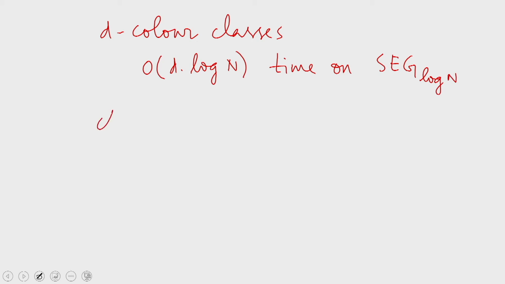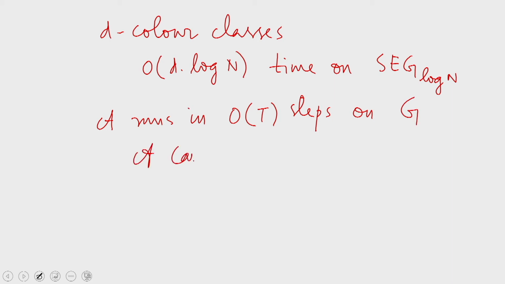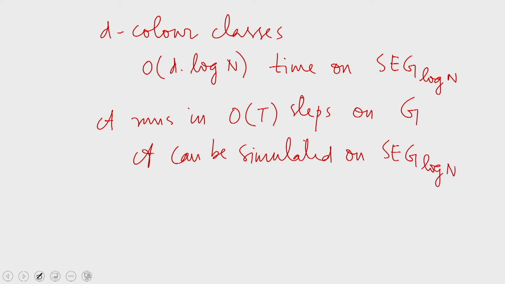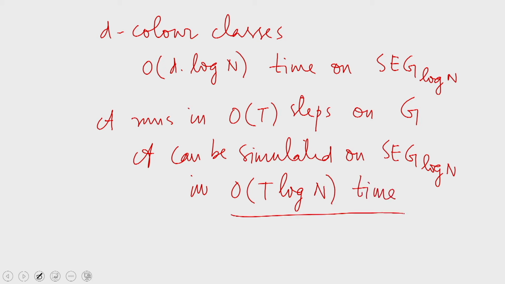Therefore, algorithm A that runs in order of t steps on our general constant degree interconnection network G can be simulated on an SEG of dimensions log n. An SEG of dimensions log n and G have the same number of vertices. So, we are essentially considering an SEG of the same number of vertices. The simulation takes order of t log n time, which means a shuffle exchange graph is capable of simulating any general interconnection network of constant degree with an order log n factor overhead. This establishes the universality of the model, shuffle exchange graphs.